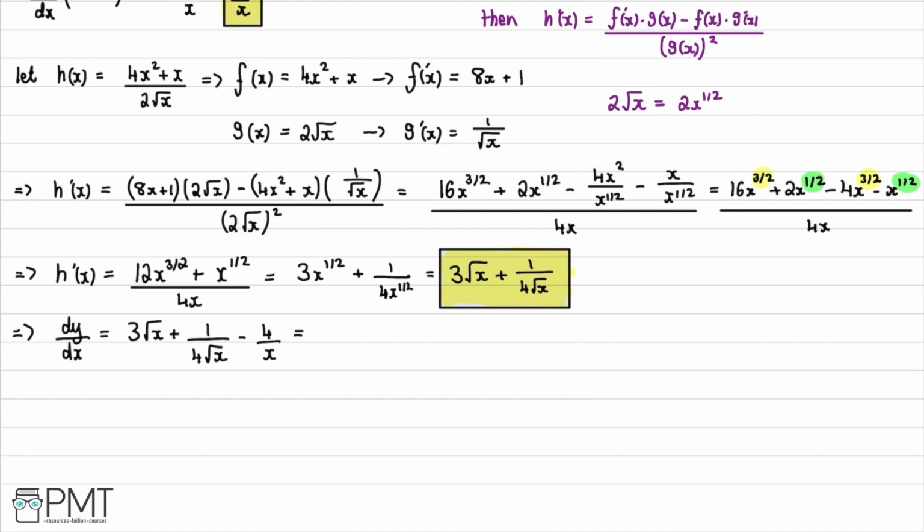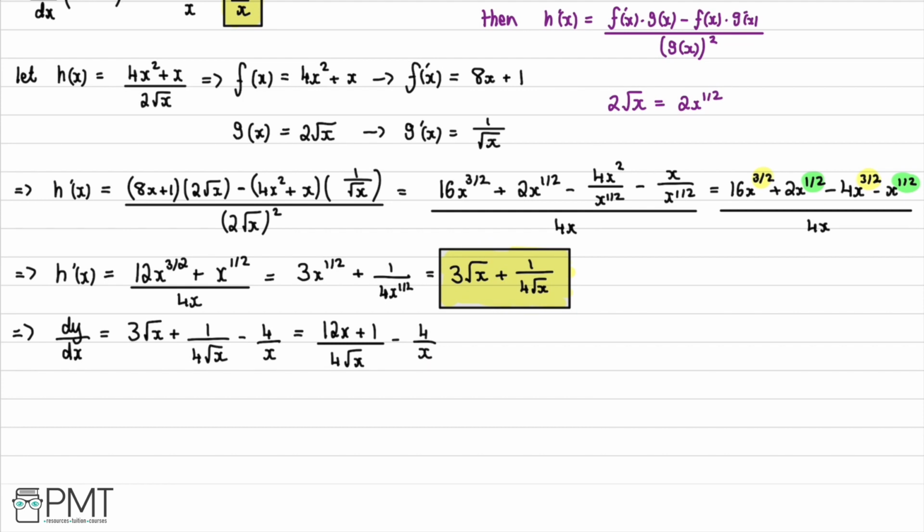So we can use the kiss and smile technique and multiply the first two terms together. So we'll have 3 root x multiplied by 4 root x. That is going to give us 12x, and then the other part, that's over 1, so we'll have 1 times 1, so plus 1, and then what's its denominator going to be? It is going to be 1 multiplied by 4 root x, and we still have our negative 4 over x there.